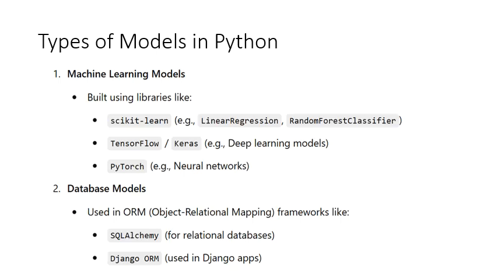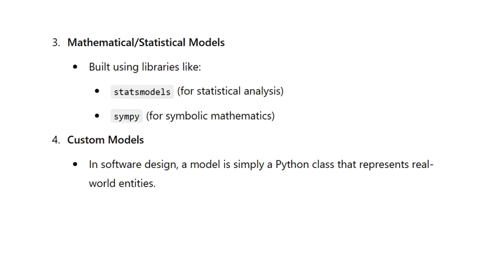Database models are used in object relational mapping, that is ORM frameworks like SQLAlchemy for relational databases, and Django ORM, that is for Django apps. The third model type is for the mathematical and statistical domain, built using libraries like statsmodels for statistical analysis and SymPy for symbolic mathematics. And the last one is custom models. In software design, a model is simply a Python class that represents real-world entities.